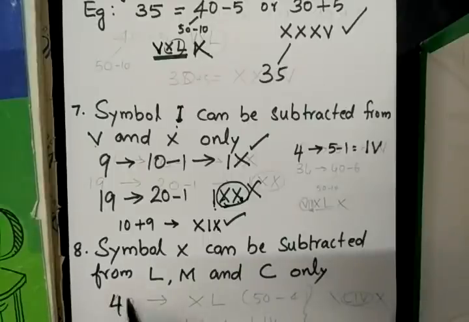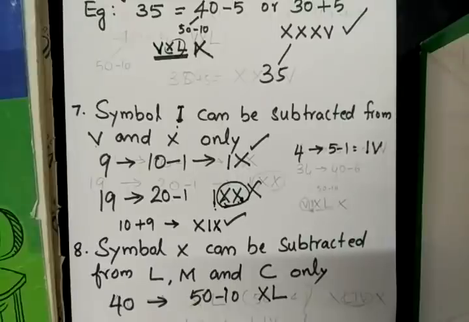So example, 40. 40 means 50 minus 10. How will we write 50? 50 is L, minus 10. 10 is X, on the left side. When minus comes, it goes on the left-hand side. How to write 54? 54 means 50 plus 4. 50 is L, plus 4. Plus means on the right-hand side. Like this. So these are the rules.